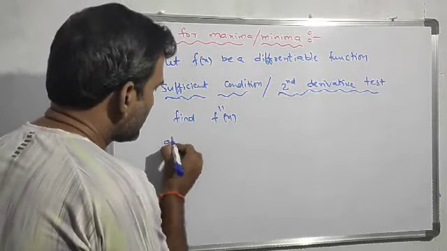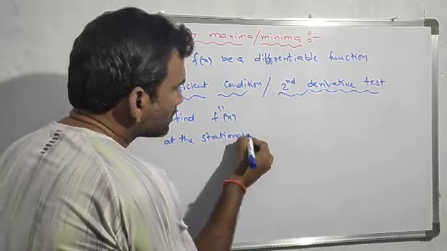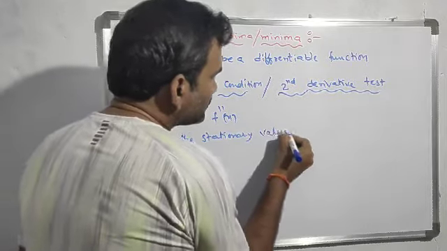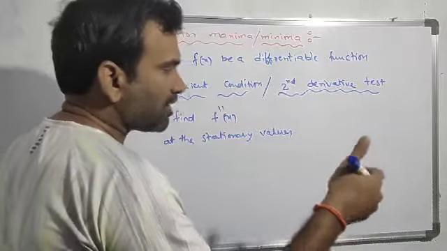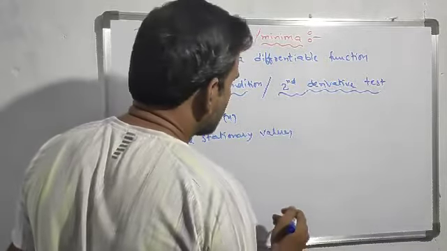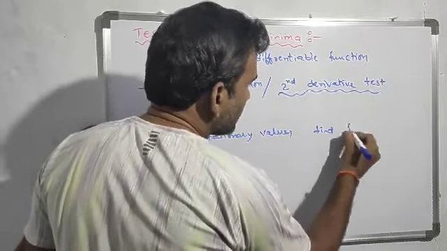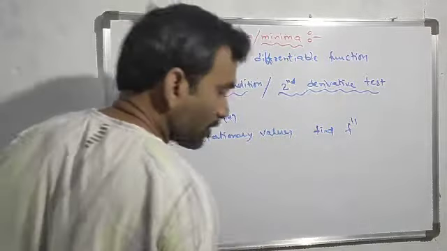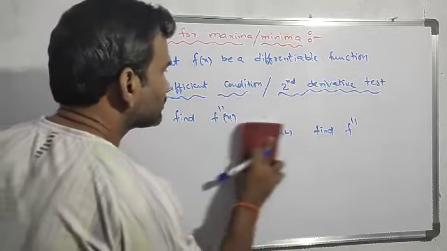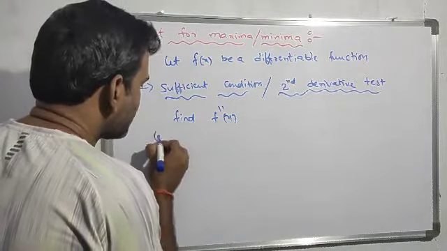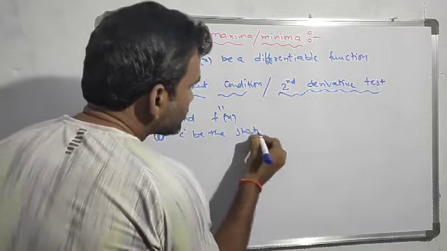Find f double dash of x at the stationary values, for example, a comma b comma like this. Here let small c be the stationary value.